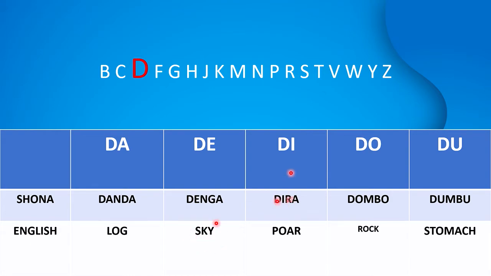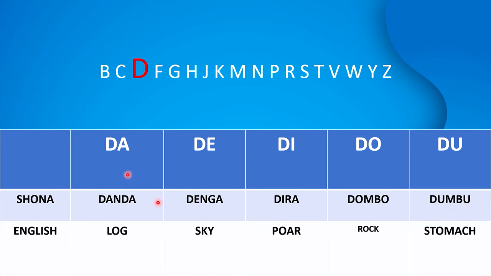And when you go to di, we've got the Shona word dira. Dira in English is pour, like pouring a drink, pouring some wine, pouring water. For do, we've got dombo. The English translation is rock. For du, we've got dumbu. And the English translation is stomach.